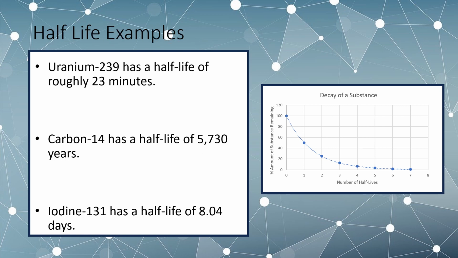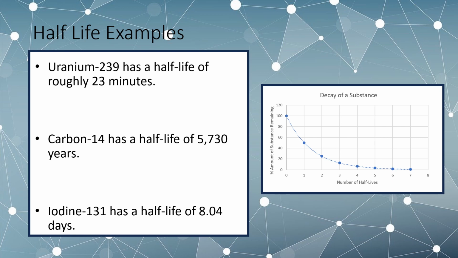Half-lives for radioactive isotopes can vary greatly, from minutes and seconds to a number of years. Here's a few examples of real-life radioactive materials and their half-lives. Uranium-239 has a half-life of roughly 23 minutes. That means if you had a 1 kilogram amount, after 23 minutes, only 500 grams of that would still be uranium-239. Carbon-14, on the other hand, has a half-life of 5,730 years.